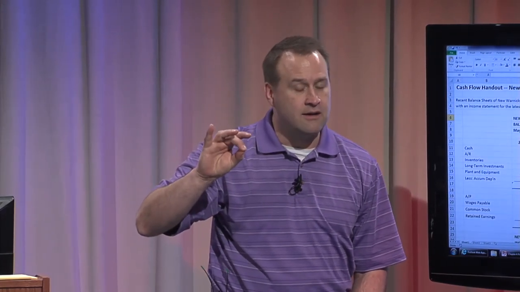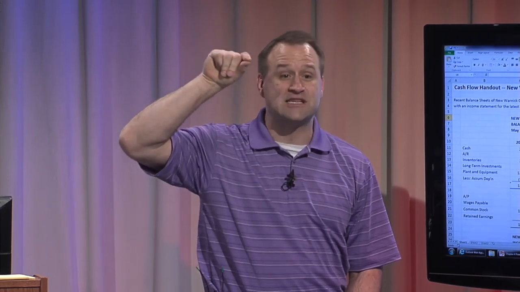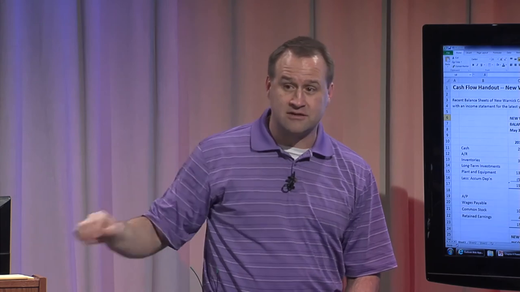But do you see what I'm saying? I can go through every account on the balance sheet and ask myself, have I accounted for that specific change? Not just have I mentioned that account somewhere. I'm saying I've accounted for that specific dollar change between the beginning and the ending amount. Does that make sense?